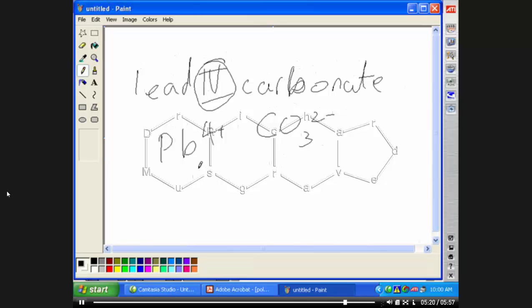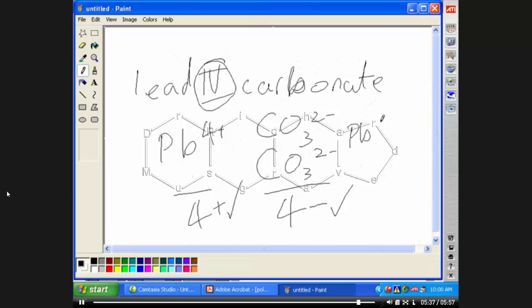Now what I want you to be able to see here is that we would need 2 of these so that we could get the charges to match, 4+ and 4-. So our final formula here would be Pb(CO3)2. So 1 lead to give us 4+ and 2 carbonates to give us 4-, and there's our final formula, Pb(CO3)2. Well, there you go. Not too hard, I hope.